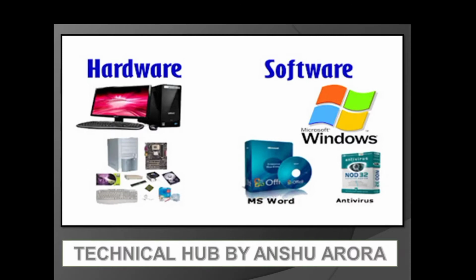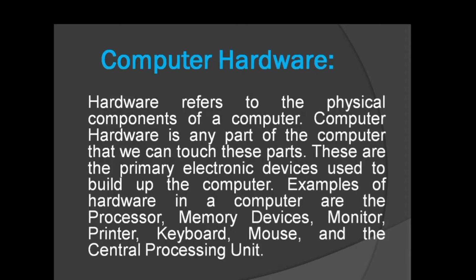So here we will discuss the difference between computer hardware and computer software. Okay, so first, what is computer hardware? Computer hardware refers to the physical components of the computer. It is any part of the computer that we can touch. These are the primary electronic devices used to build up the computer system. Examples of hardware in a computer are the processor like your CPU, memory devices, monitors, printer, keyboard and mouse. Basically, computer hardware is a physical, tangible component that we can touch.